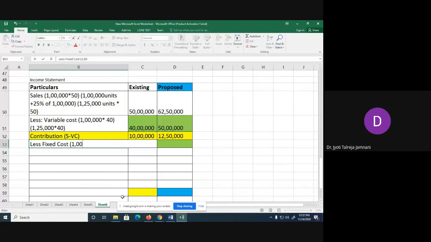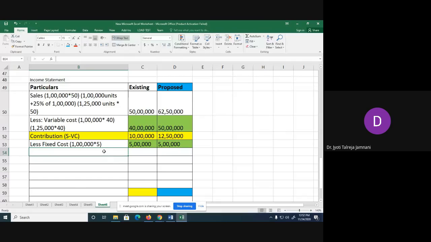Original units is 1 lakh units. So 1 lakh into 5. So how much will be the fixed cost? 5 lakh and 5 lakh. Same for both the cases because the fixed cost won't change with increase in sales. So whatever is the original number of units into 5 if you do, you will get the fixed cost.